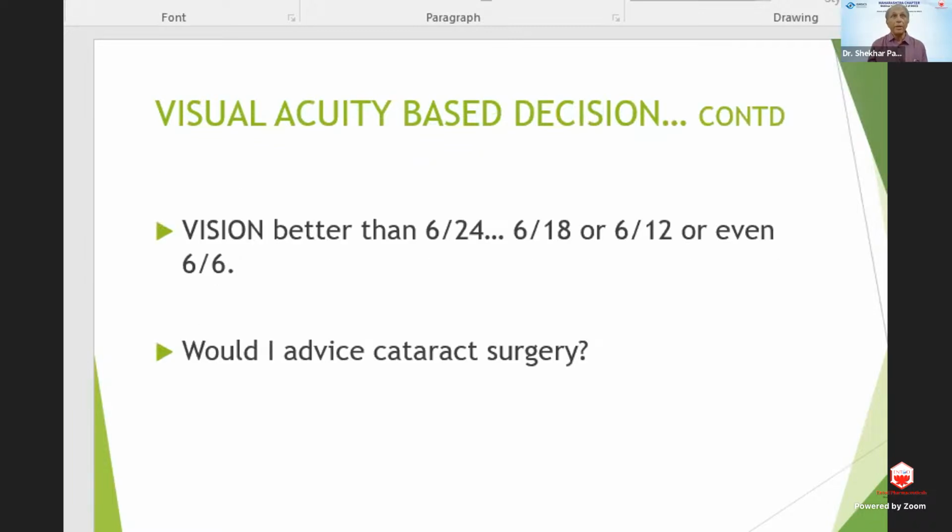But when vision is better than 6/24, say 6/18, 6/12, or even 6/6, what would I advise?